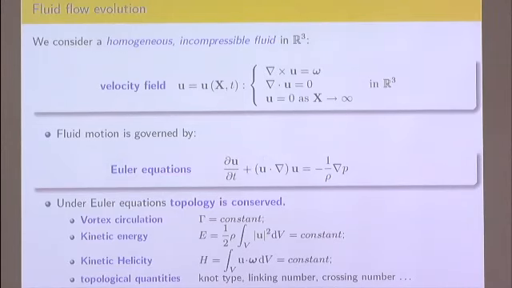In ideal conditions, so in absence of viscosity, the fluid motion is governed by the Euler equation, and in ideal fluids we have several topological quantities that are conserved during the evolution, and also some physical quantities such as vortex circulation, momenta, kinetic energy, where V represents the volume of integration, u again the velocity, kinetic helicity, and topological quantities such as the knot type, linking number, and the crossing number. So all these quantities will be considered conserved during our evolution.